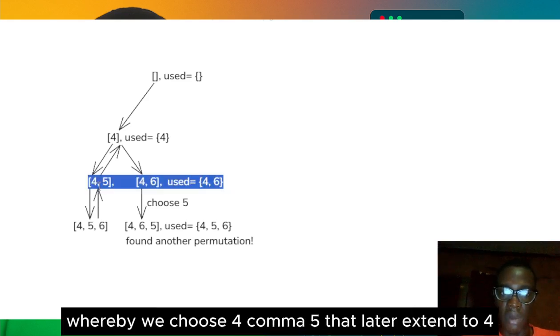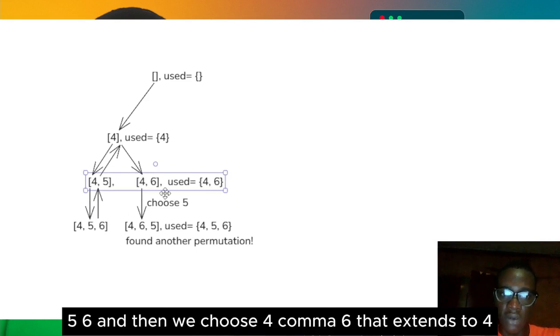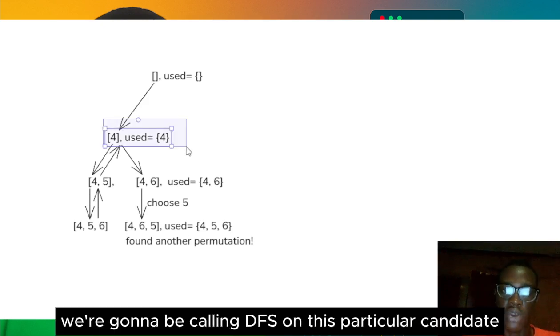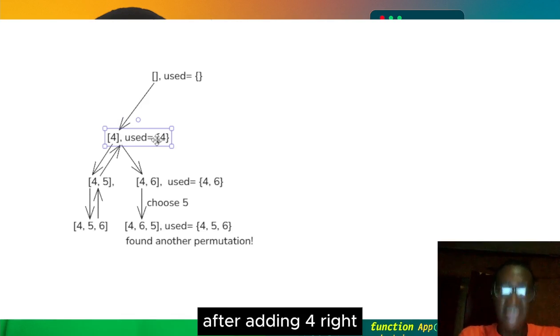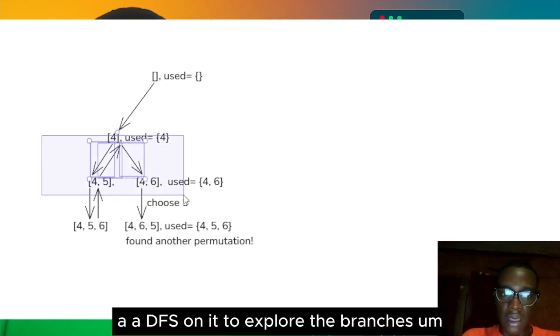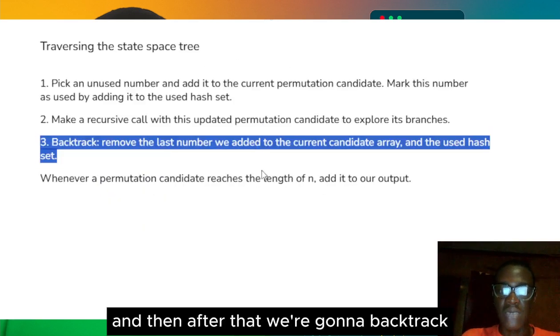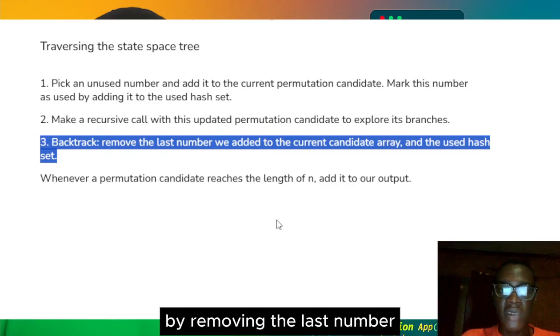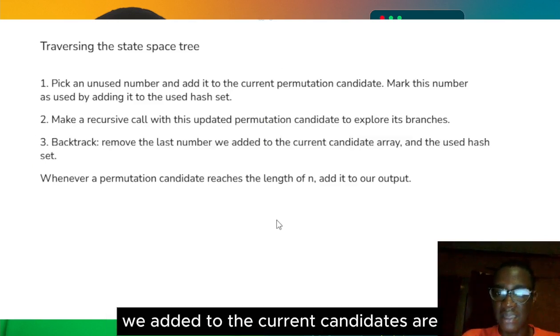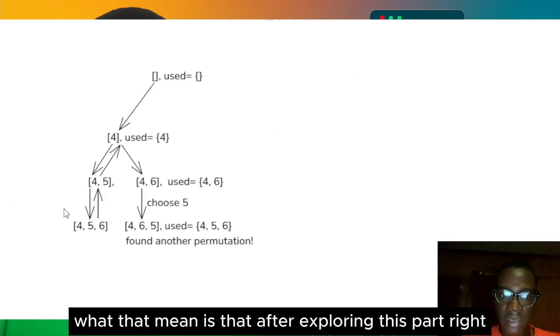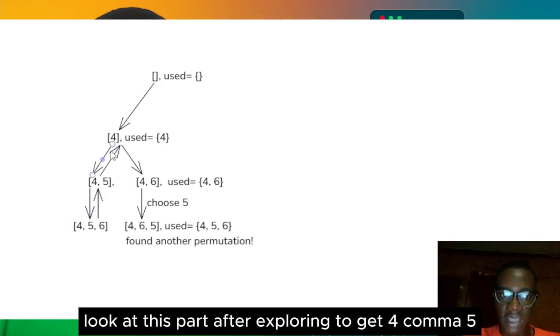And that's what happened there, whereby we choose 4,5 that later extends to 4,5,6, and then we choose 4,6 that extends to 4,6,5. So that means we call a DFS on this particular candidate after adding 4, to explore the branches, and after that we backtrack by removing the last number we added to the current candidates array, and we remove it also from the used hash set.